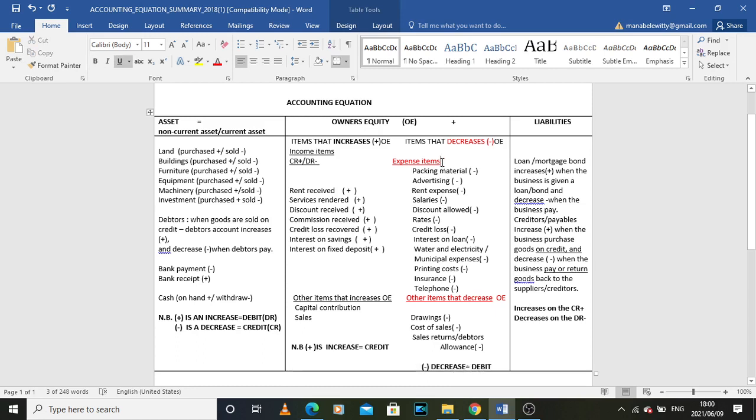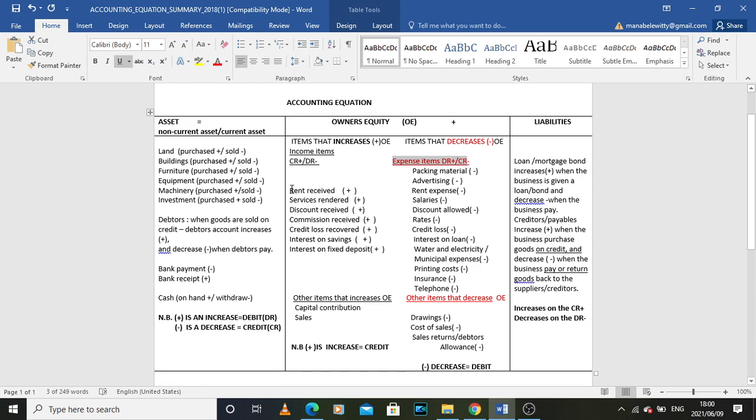What about expenses? Expenses increase on the debit side and decrease on the credit side. So expenses are similar to assets. Meaning that income is similar to owner's equity, while expenses are similar to assets.